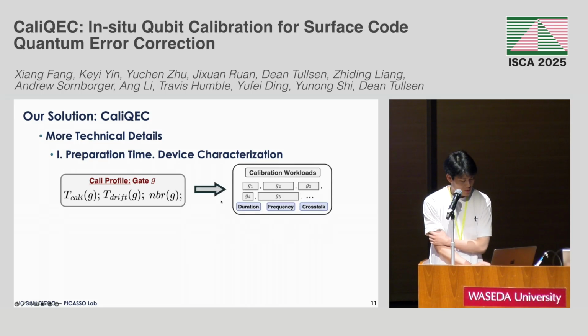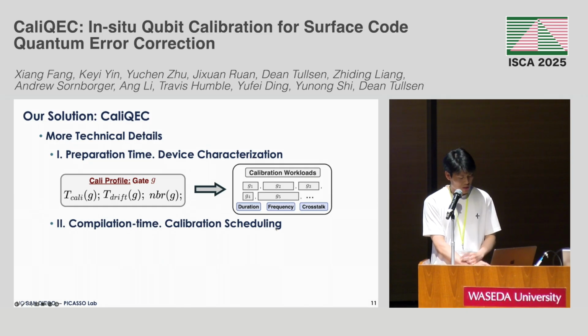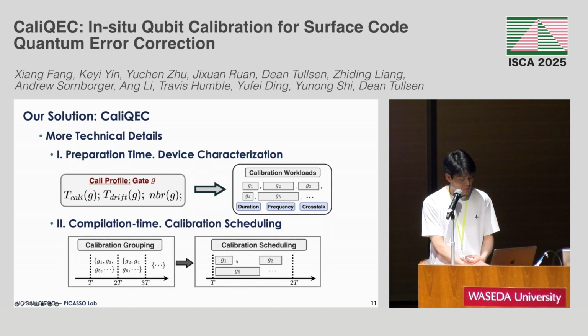And based on this calibration profile, you can generate the calibration workloads, specified by the duration, frequency, and crosstalk constraints, which specify which calibration workloads cannot be performed together. So next, during compilation time, this is still before the runtime, we group these calibration workloads according to their frequencies, and within each group, do this scheduling, respecting the crosstalk constraints while minimizing the total calibration duration.